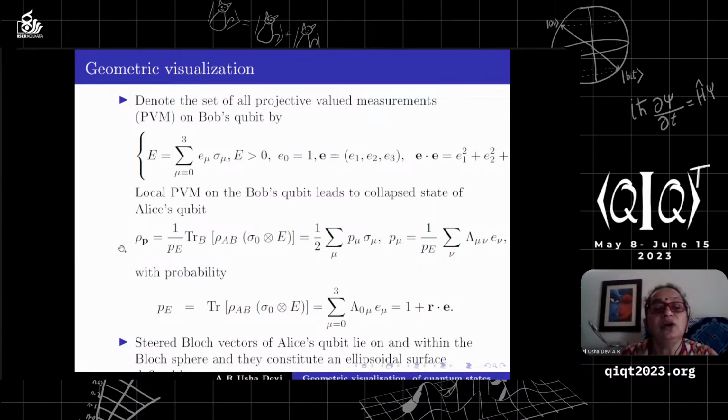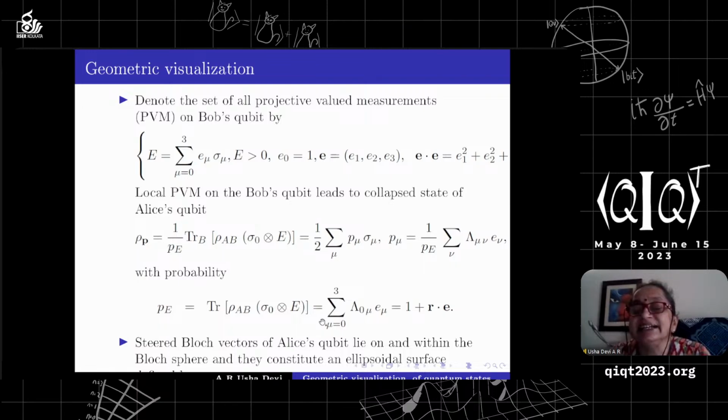Now I go to a local projective measurement on rho AB. Bob is doing a measurement E here. That is a stochastic local operation. Once I do it, what am I going to get? I get a probability which I can find out. And what do the steered vectors represent? They lie within the Bloch sphere, because physically speaking, I should get a density matrix which makes me go into the Bloch sphere.